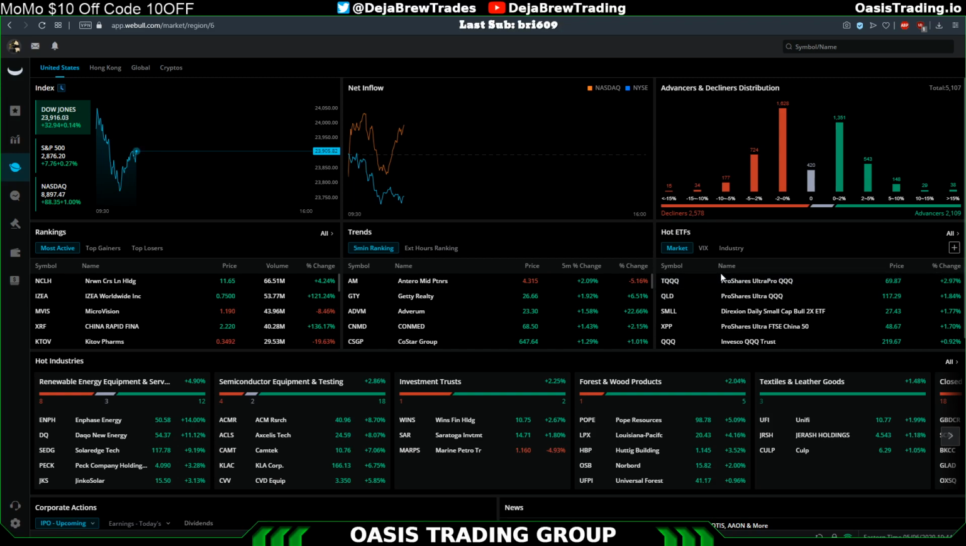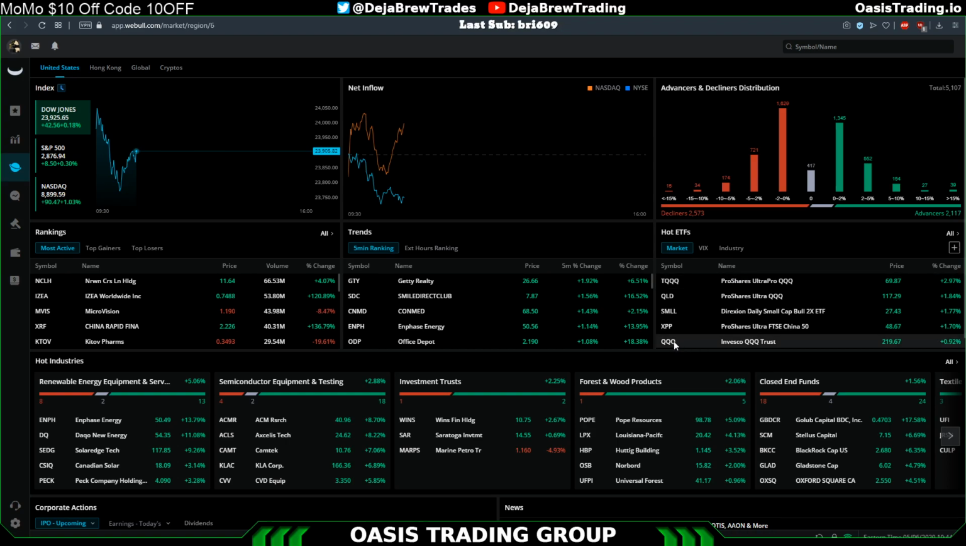Hot ETFs is the next window. This is going over what ETFs are really moving. Typically you'll see the Qs are very common in here. The inverse Qs, the inverse SPY, inverse Dow, those big ETFs that people like trading. You also have the ETFs like the tech ETFs or the energy ETFs you'll typically see in this hot ETF section.